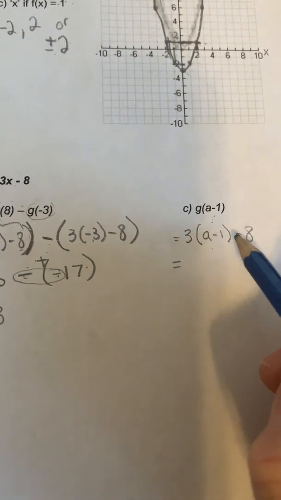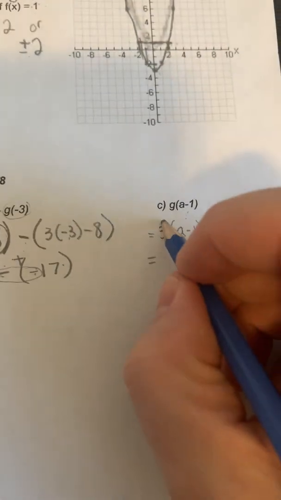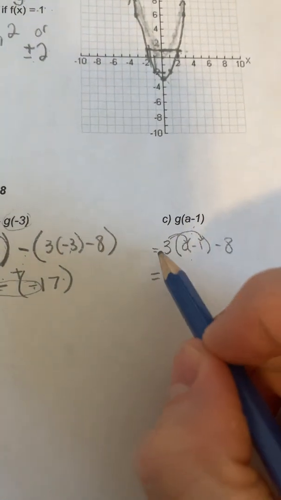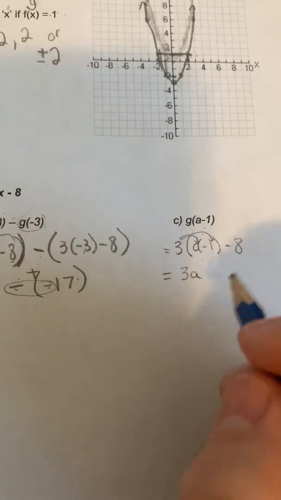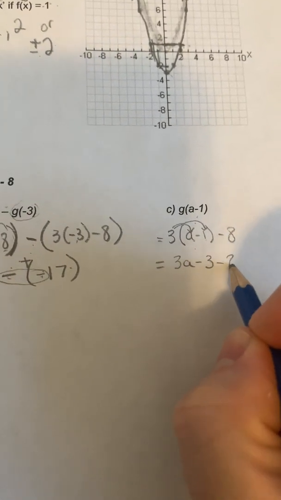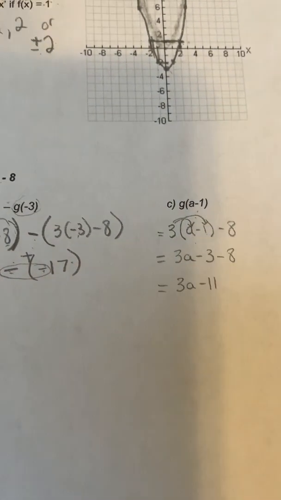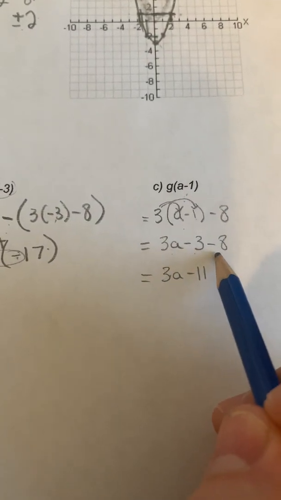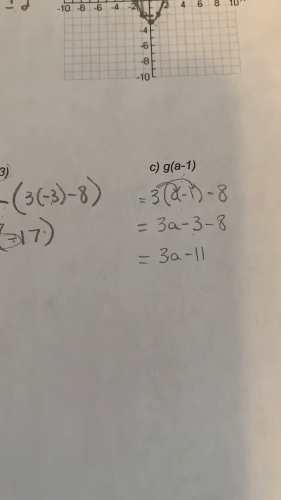So now we're going to expand because we want to simplify or evaluate. So the 3 distributes into both the terms in the brackets. So we have 3 times a, which is 3a. 3 times negative 1 is negative 3. And then we subtract 8, which gives you 3a minus 11. So 3a carried down, negative 3 and negative 8 is negative 11. And then that's it.